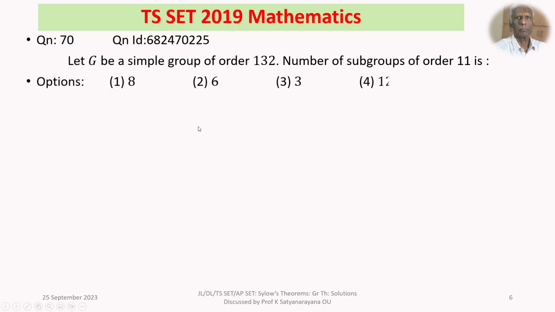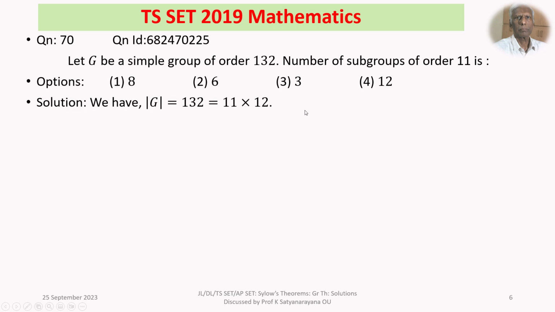We are given 4 options. Now how do we attack this question? First of all, the order of G is 132. Write its prime factorization: 11 into 12, which can also be written as 2 square into 3. But we want only the number of subgroups of order 11. That means we want to talk about the Sylow 11 subgroups.